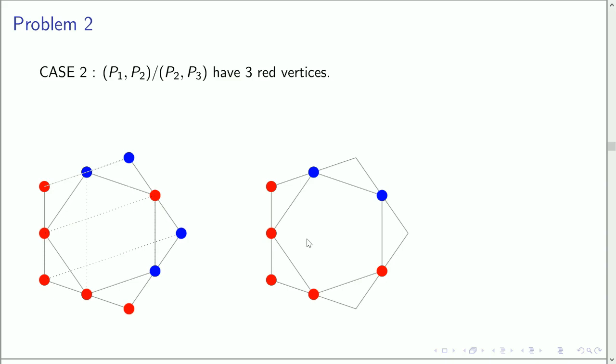Okay, so now in this case, let's look at lines which are parallel to this. So this one and this one. Here it cannot be red, otherwise this 4 will be cyclic, and this also cannot be red because otherwise it will be cyclic with this arrangement here. So these 2 points are blue, and this is red.